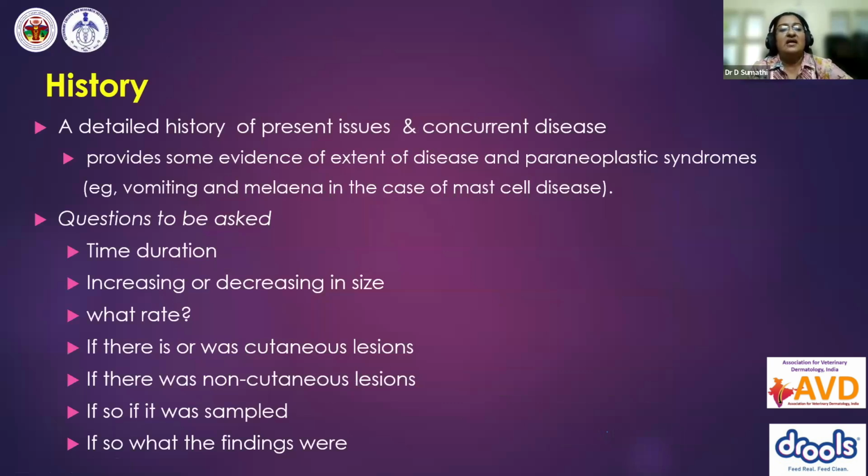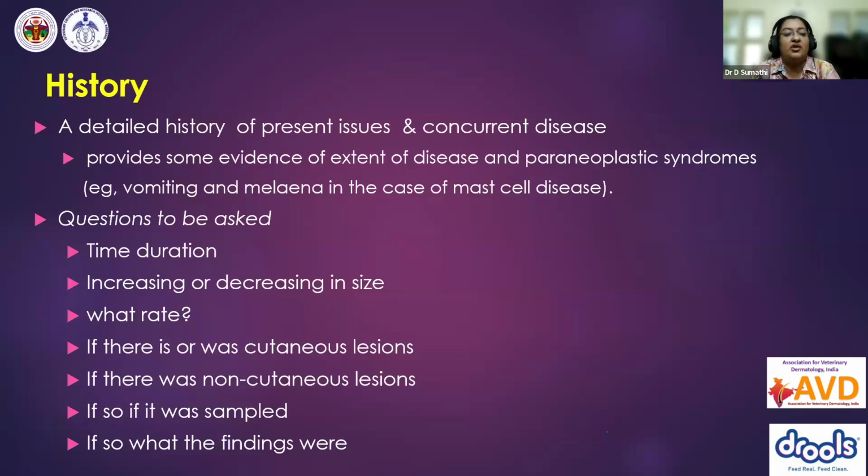So what are all the details which we ask them is like what is the present issue, whether the dog had concurrent diseases or a concurrent issue, whether the dog had vomiting episodes or melena, particularly melena in case of mast cell diseases, vomiting, or some of the clinical signs which may be associatedly present.